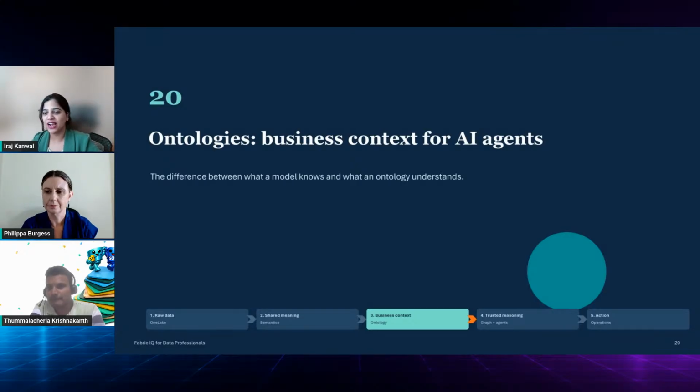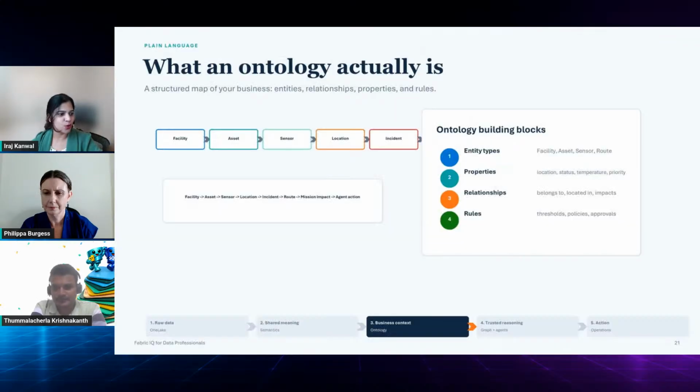Ontologies are where Fabric IQ moves beyond the reporting definition into business understanding. So let's talk about what an ontology actually is. An ontology is a structured map of your business. Let us use one of the scenarios you can see on the screen: a facility that can have an asset, sensor, location, and incident, and how they relate to each other. Each of these boxes is an entity or a business concept. Each entity has properties. A facility can have a name, address, location, service area, or a risk profile, whereas an asset can have a type, a status, an owner, or support a mission.